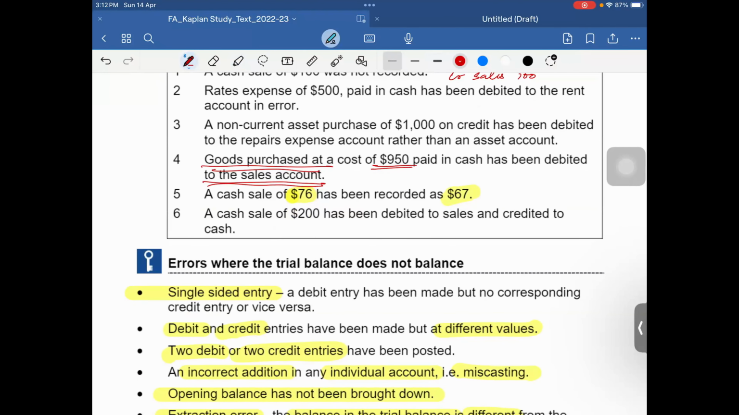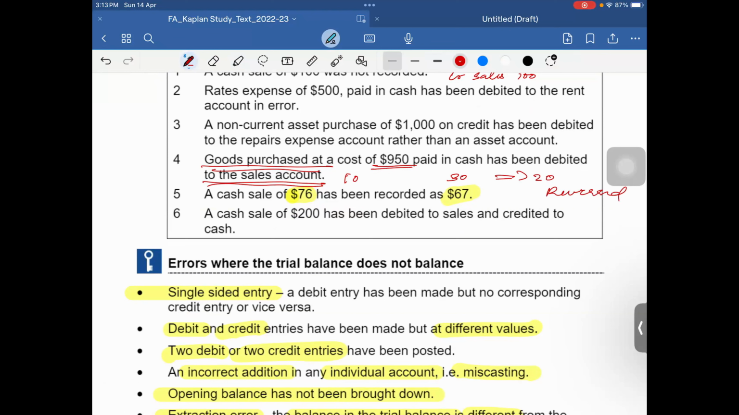Next question. So what happens if it is a smaller amount? Maybe here it should have been 10, but they recorded 30. What would you do? You're going to reverse the entry. The difference, 20, would be taken, and the entry would be reversed. Clear? Okay, next one.